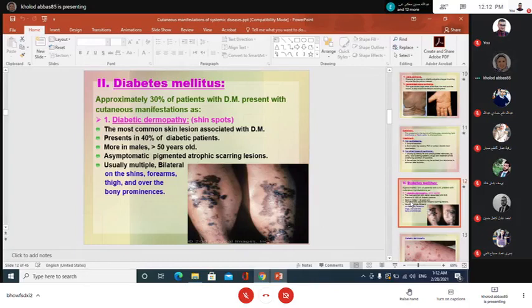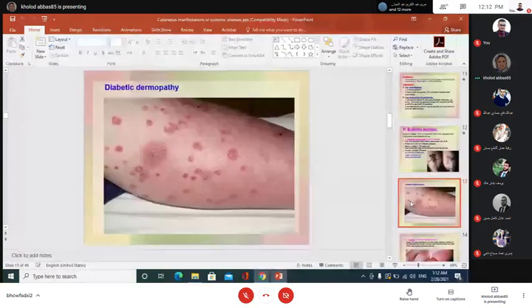Atrophic and slightly pigmented, brown color, maybe dark, but there is atrophy in the skin. Atrophic scarring lesion. Usually they are multiple and usually bilateral. Seen on the shin, forearms, thighs, and even over bony prominence. These are diabetic dermopathy. You can notice multiple macules or patches, small patches with atrophy in the skin. Skin color or slightly hyperpigmented or darkly hyperpigmented, brown with atrophy in the center.